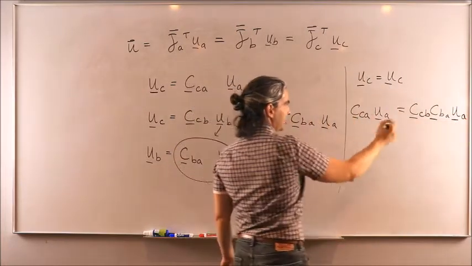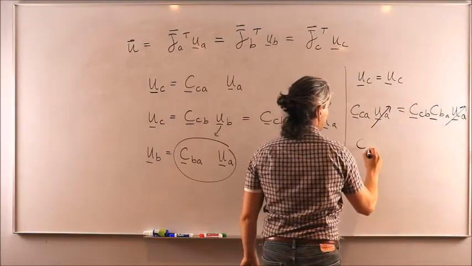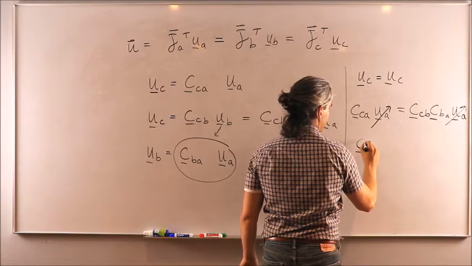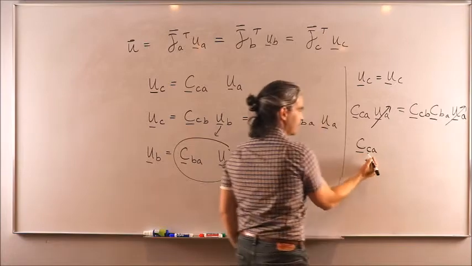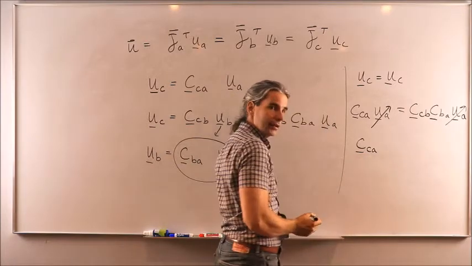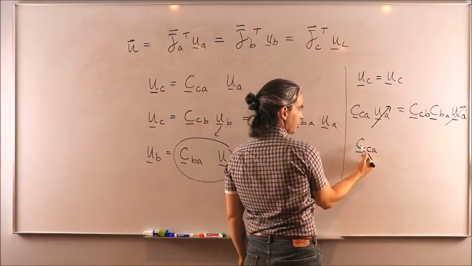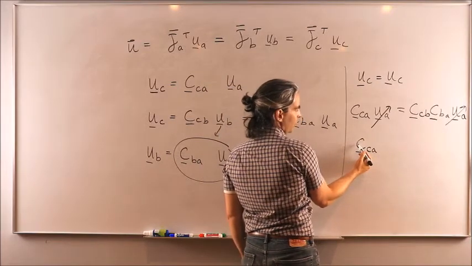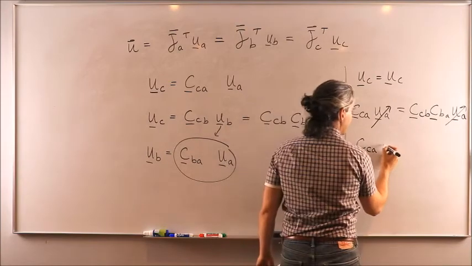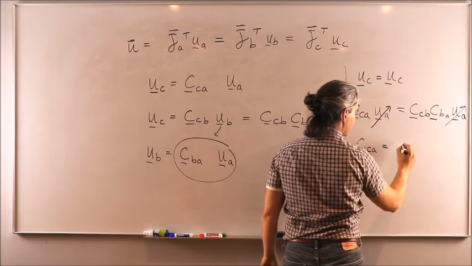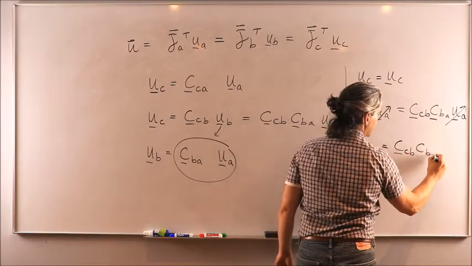If you look at both sides, you have UA, so you can cancel those terms out and write CCA, or the rotation matrix that relates the orientation of reference frame C with respect to reference frame A. This is a rotation matrix that converts the components from reference frame A to reference frame C. That is also equal to, just by observation, CCB times CBA.